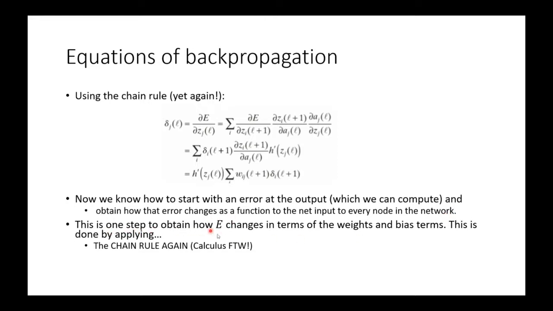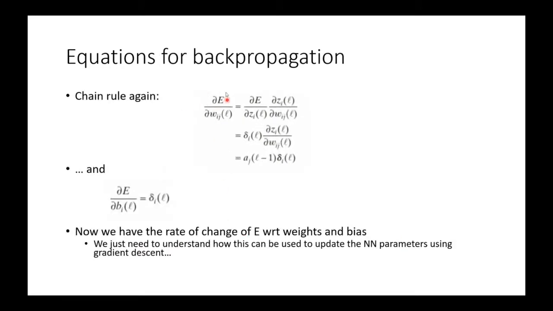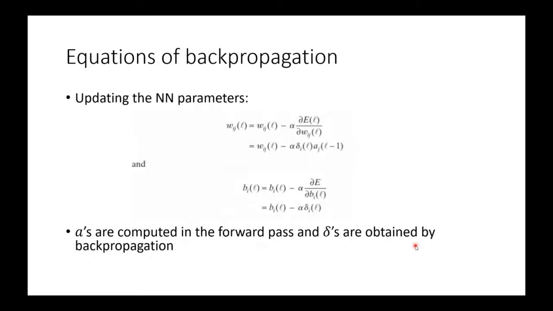Now we want to obtain how the error changes with respect to the weights and bias terms. This is done by applying the chain rule again. We apply the chain rule in terms of the weights, and we end up with this expression here, and with this expression for the bias term. Now we have the rate of change of the error with respect to the weights, that's this expression, and the bias, that's this expression. We just need to understand now how these expressions can be used to update the neural network parameters.